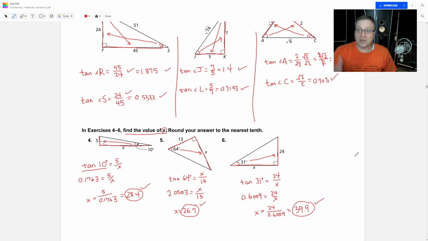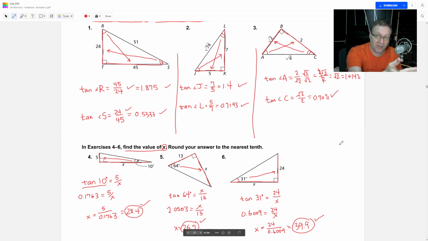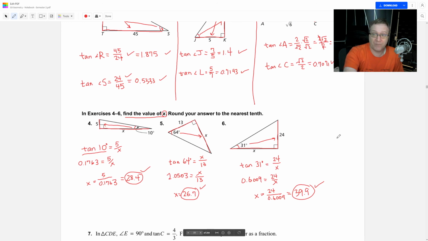Okay, so that's everything that we need to learn today. I'm going to give you guys homework assignments to help you practice this, all right? And tomorrow we're going to do more of this. We're going to learn how to do some word problems with these kind of tangent ratios, okay?